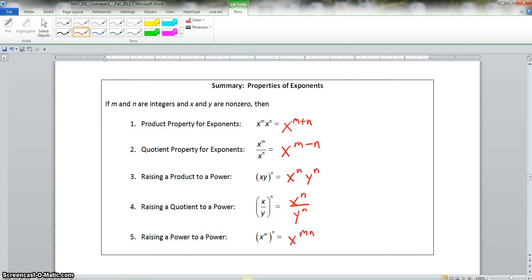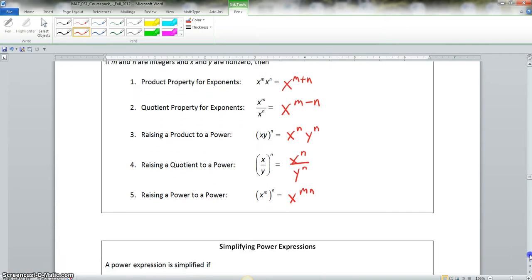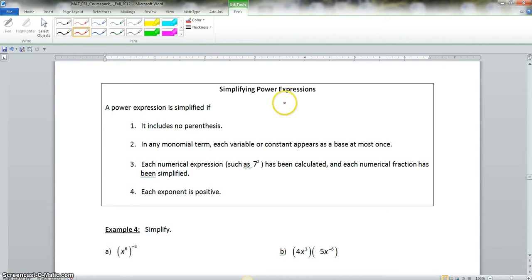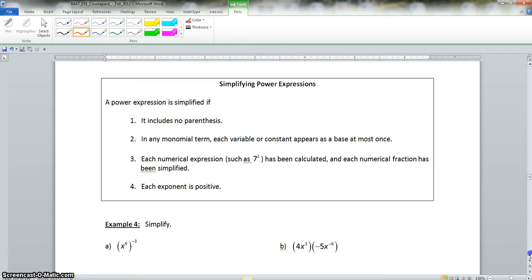Now, number 5 addresses when our exponent is not 1 on the inside of the parenthesis. Now, this m could be any number. So what we would do here is we would keep our base the same, and we will multiply our exponents. So it'll be m times n. So it'll be x to the mn. Now, we scroll down here. Now, it tells us the process for simplifying power expressions. You can read this at your leisure. And we're going to go down here and start these problems.